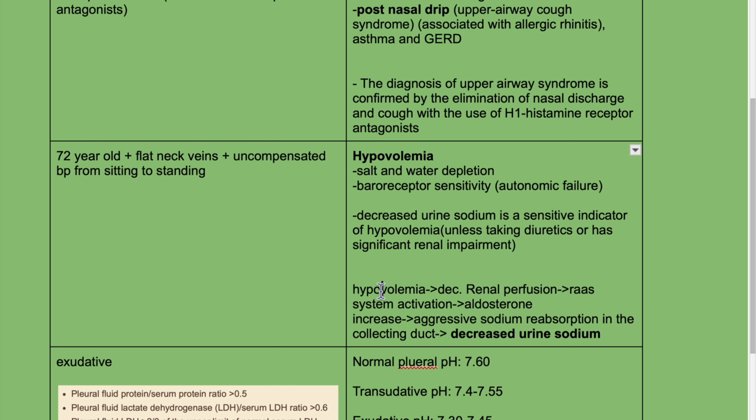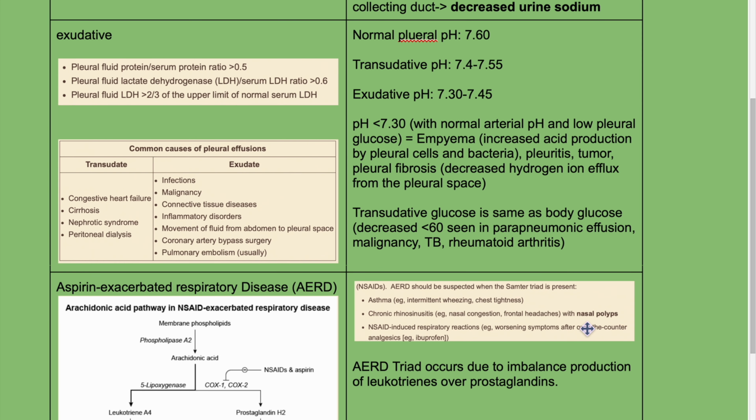How does it happen? Hypovolemia leads to decreased renal perfusion, which leads to RAS system activation, which leads to aldosterone increase, which leads to aggressive sodium reabsorption in the collecting duct, and that causes decreased urine sodium.